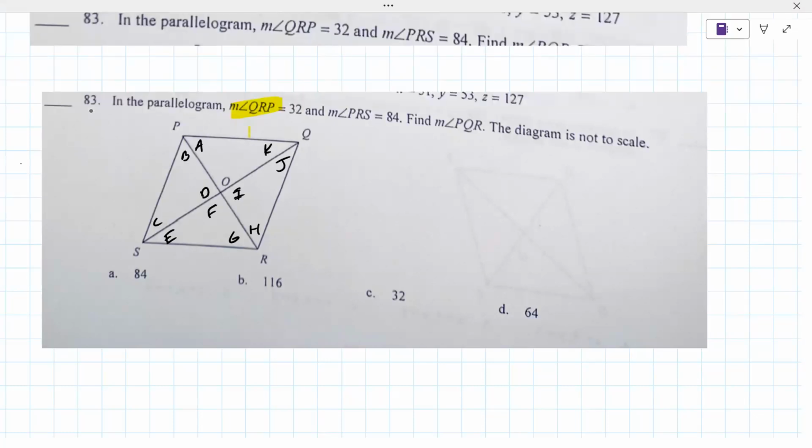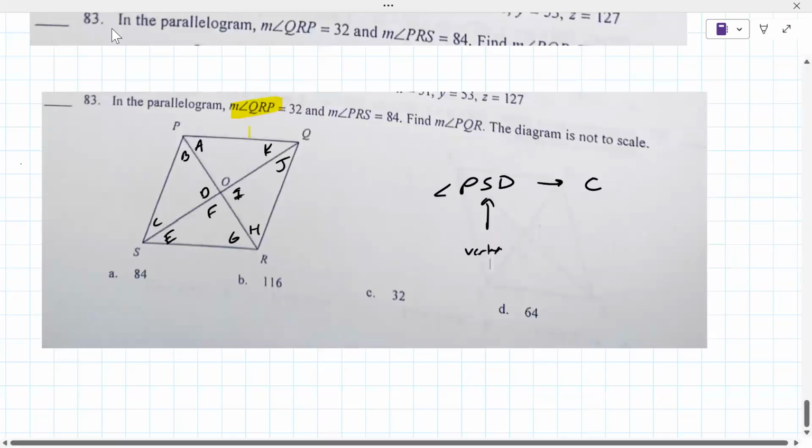If you're not sure, I'll give you an example. Angle PSD is really letter C. P, S, D. So that middle letter is the vertex. Very important. Okay. All right.